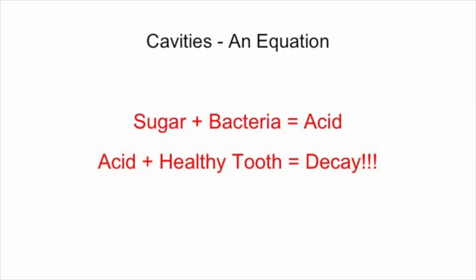This is an equation we like to use to explain how cavities form. Sugar from bacteria or carbohydrates feed bacteria, and this causes acid. So sugar plus bacteria equals acid. This acid that is then created reacts with a healthy tooth and causes decay. So acid plus a healthy tooth equals decay.